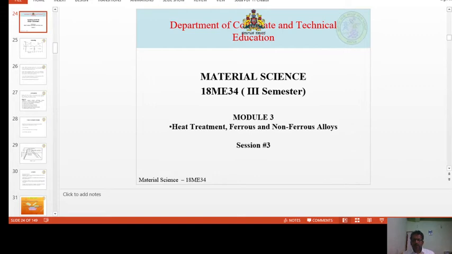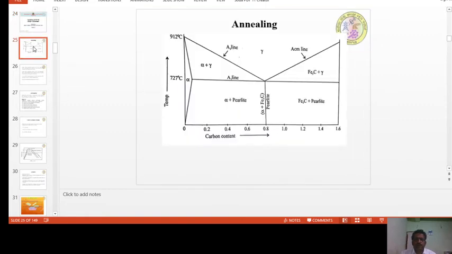Good morning to all. This is session 3 of module 3, and in this session we will discuss various types of heat treatments. Let us move on to the first and most popular type of heat treatment, that is annealing. Before going to annealing, let us study the part of this iron carbon diagram.